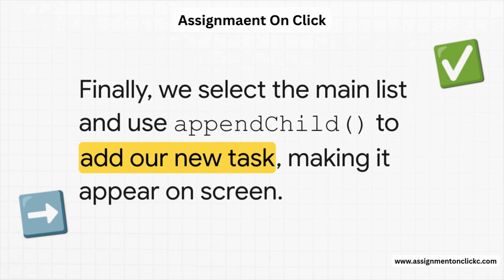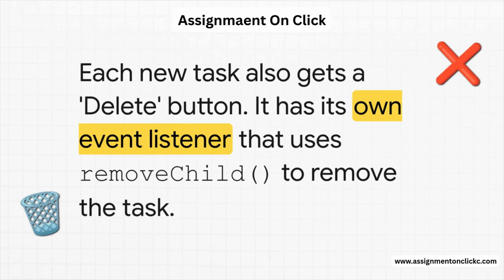Right now, our new task is just kind of floating in the computer's memory. So we select the main task list on the page, and then we use a method called appendChild. This literally just adds our new task to the end of the list. That's it. Instant update, no reload. And of course, to make this actually useful, we'd also add a little delete button to every new task we create. And guess what? That button gets its own event listener. When you click it, its job is to find the list item it belongs to and tell it to just remove itself from the page.